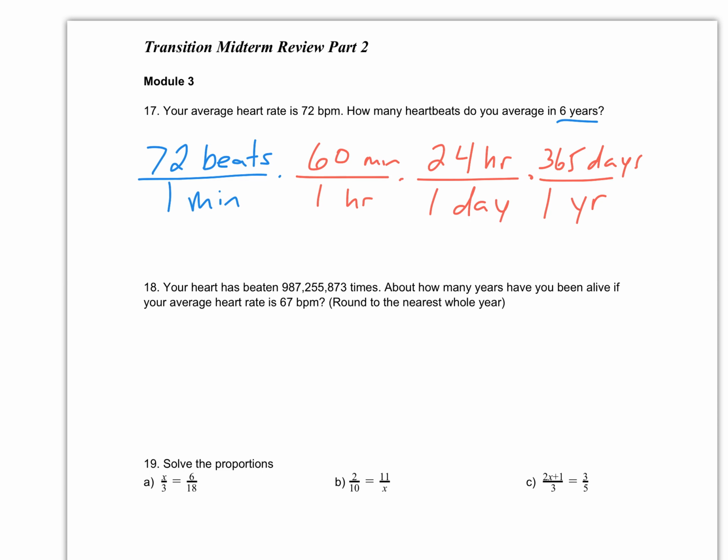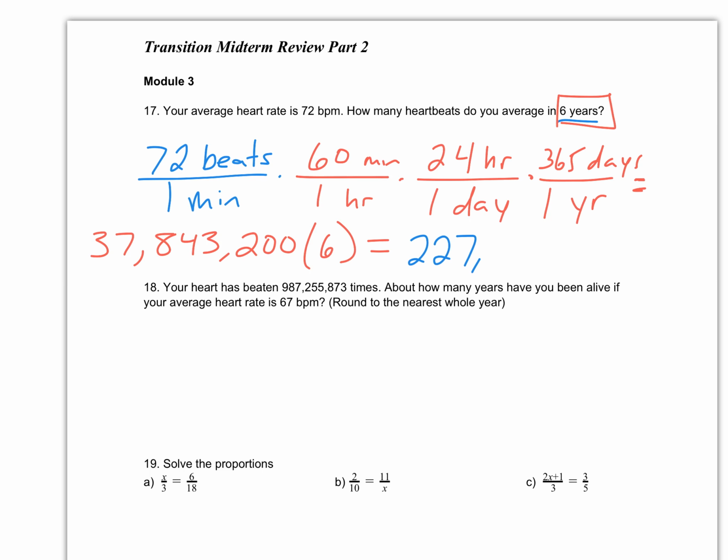If I do 72 times 60 times 24 times 365, that gives me, I'm going to write this on the bottom, 37,843,200, and that's all divided by 1. So I'm just going to leave it as is. And then I multiply this number by 6, again because of that 6 years. This is only per 1 year. So then I'm going to take that times 6, and my final value, I'll put it back in blue, 227,059,200. That's how many heartbeats.